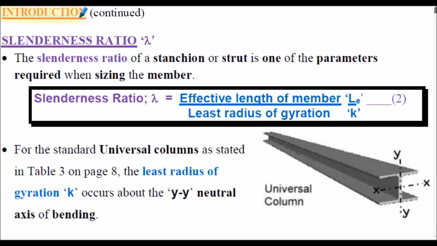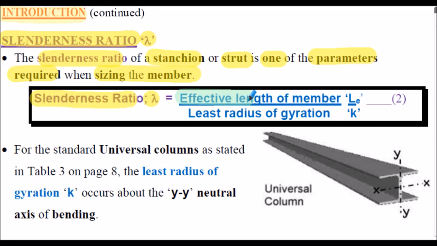Introduction continued. Let's define slenderness ratio, Greek symbol lambda. So slenderness ratio of a stanchion or a strut is one of the parameters required when sizing a member. So slenderness ratio is defined as the effective length of a member, denoted L suffix E, divided by the least radius of gyration, symbol K. Call that equation 2 for reference.